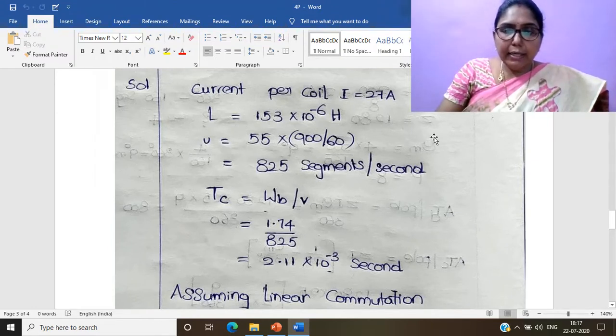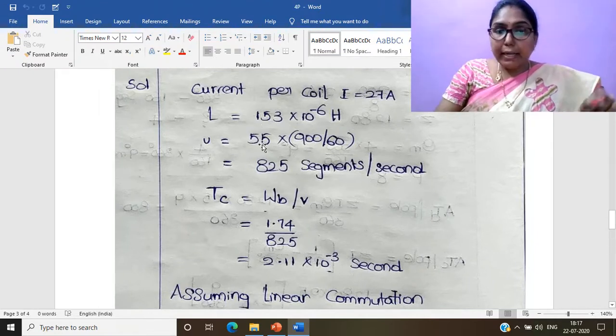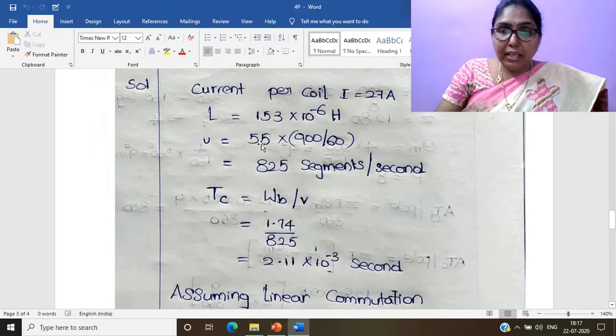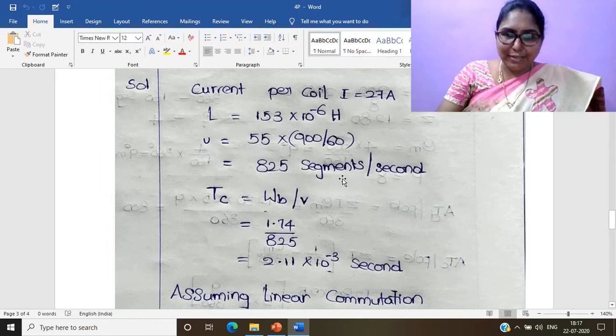We can calculate the peripheral velocity, represented by small v, in terms of segments. They have given revolutions per minute and 55 segments, and the unit for peripheral velocity is number of segments per second. So 900 revolutions per minute we convert into segments per second: 900 by 60 to convert into seconds, times the 55 segments. By simplifying we get 825 segments per second.